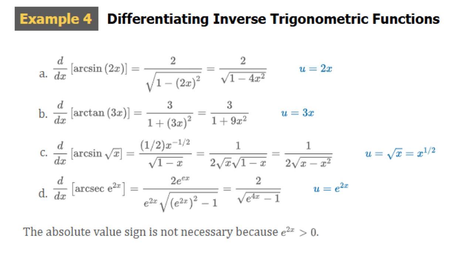Part C, we have square root of x. You can also think of that as x to the half power. With arc sine, the derivative goes in the top. That's 1/2 x to the negative half over the square root of 1 minus. This little x here is where they square square root of x. Squaring a square root of x will just produce an x.